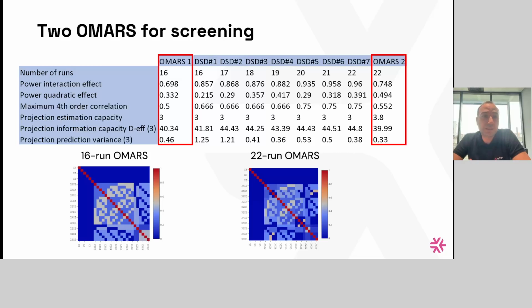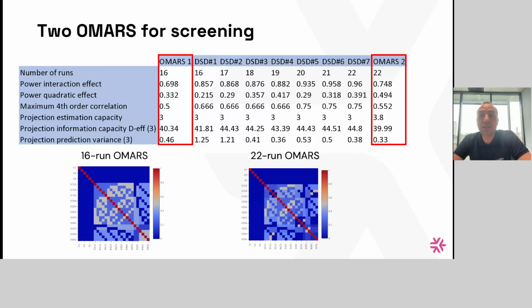So the balance to detect interaction and quadratic effects in the power is better for OMARS designs, because at the cost of a small percentage of the power to detect interaction effects, you can gain also power to detect quadratic effects. Maximum 4th order correlation is below the DSDs, and I want to point out the 5th row, which is about the projection estimation capacity. That's for the OMARS design with 22 runs, it equals 3.8.